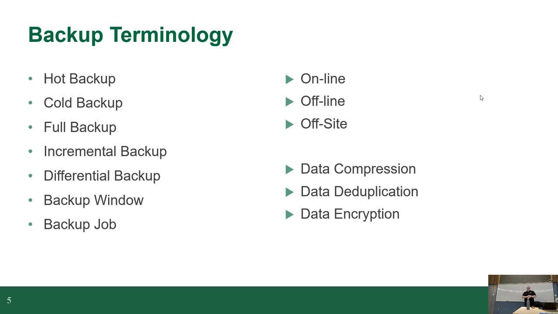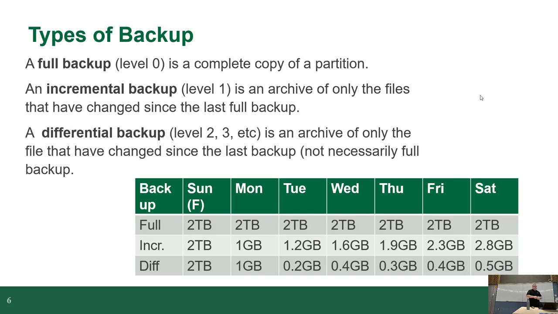So, you know, there's data compression, data deduplication, and encryption. We'll talk about those topics in a moment. Okay, so the types of backups you can do. A full backup. A full backup is considered what they call a level zero backup. It's a complete copy of a partition.